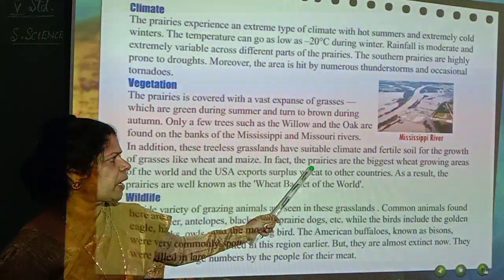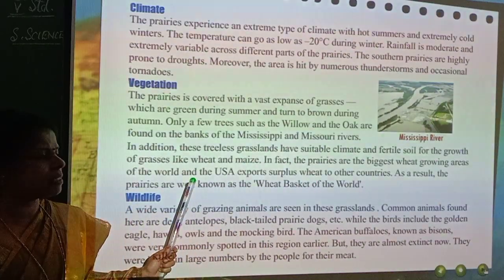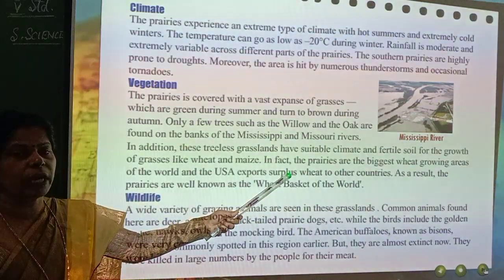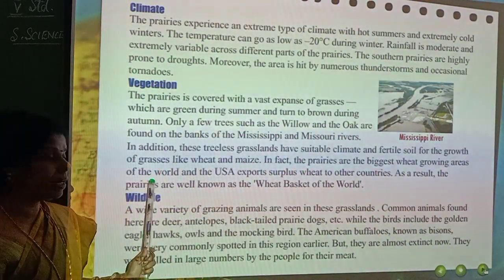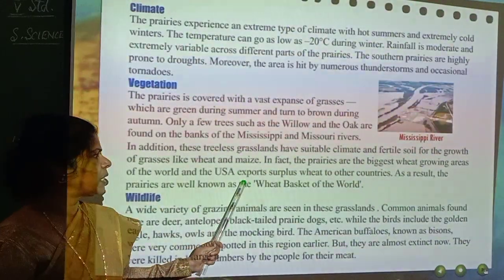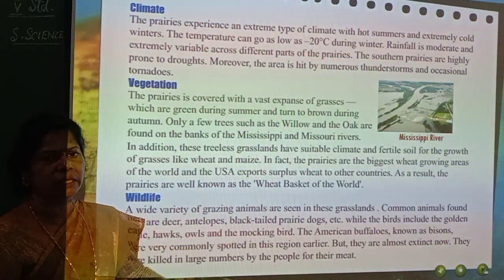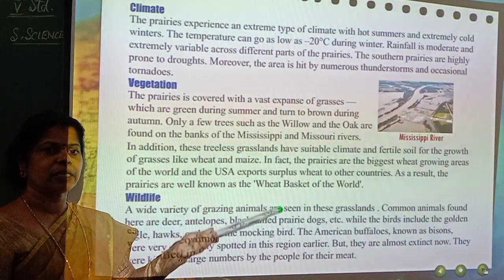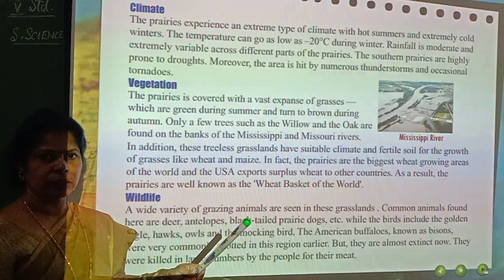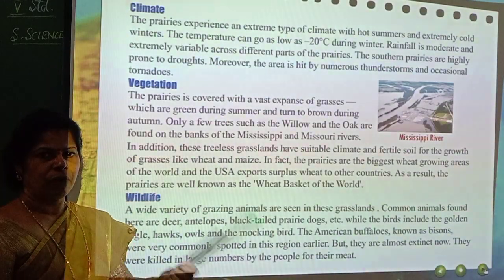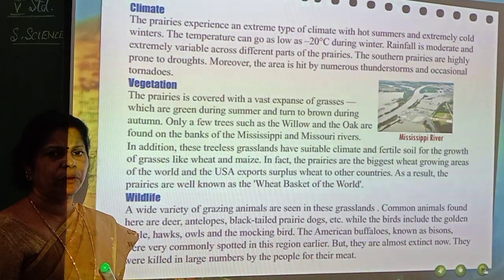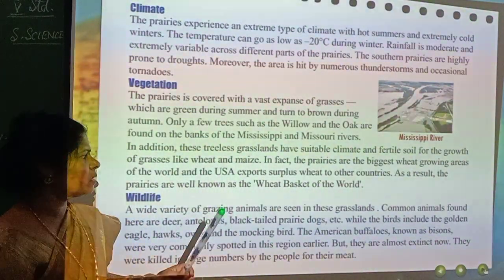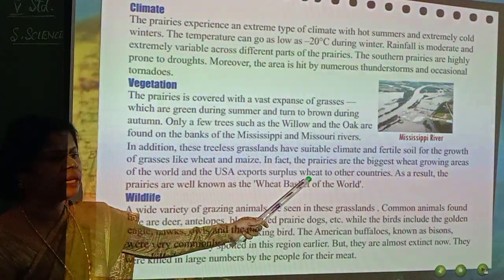In fact, the prairies are the biggest wheat growing areas of the world. And the USA exports surplus wheat to other countries. What does the USA do? The USA is exporting. Exporting means it is sending its wheat to different countries. When we take wheat from the USA, we are importing it. When the USA is giving to others, it is exporting wheat. Understood? So, the USA exports surplus wheat to other countries.